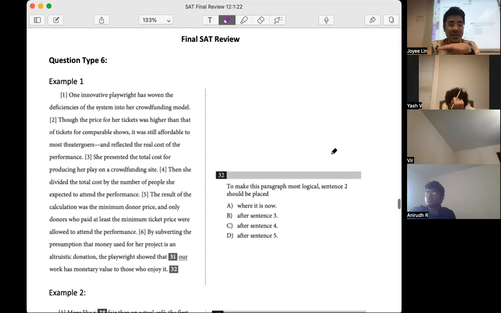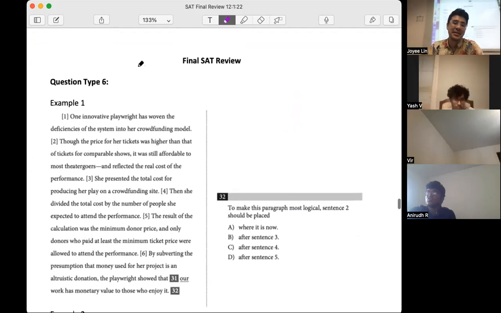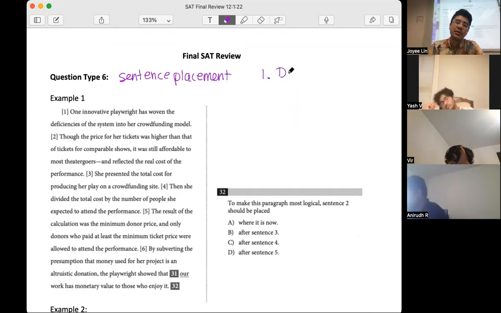Okay, question type number 6. We have the sentence placement one, right? Sentence placements are really annoying. You got to read the whole paragraph, right? So we go in this order. One, I do the domino thing. Domino is the easiest one. You just link the two sentences together.